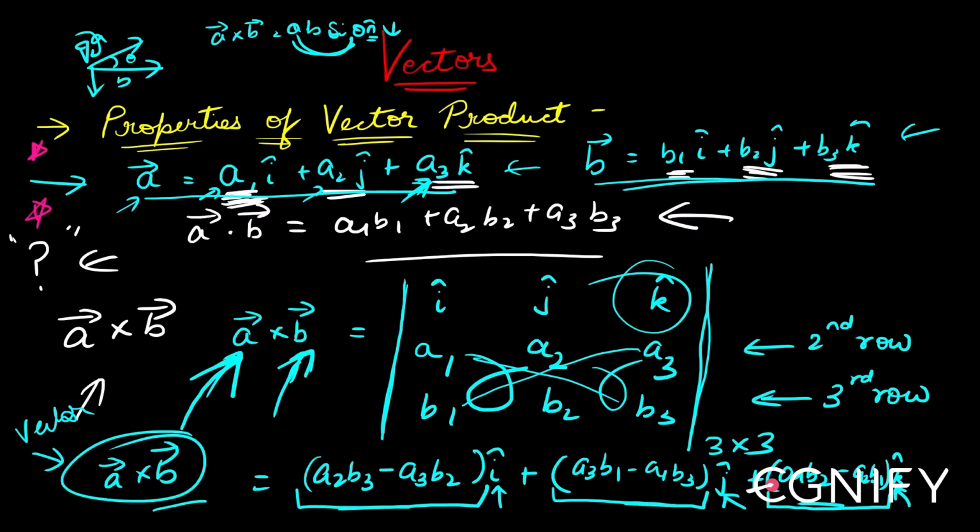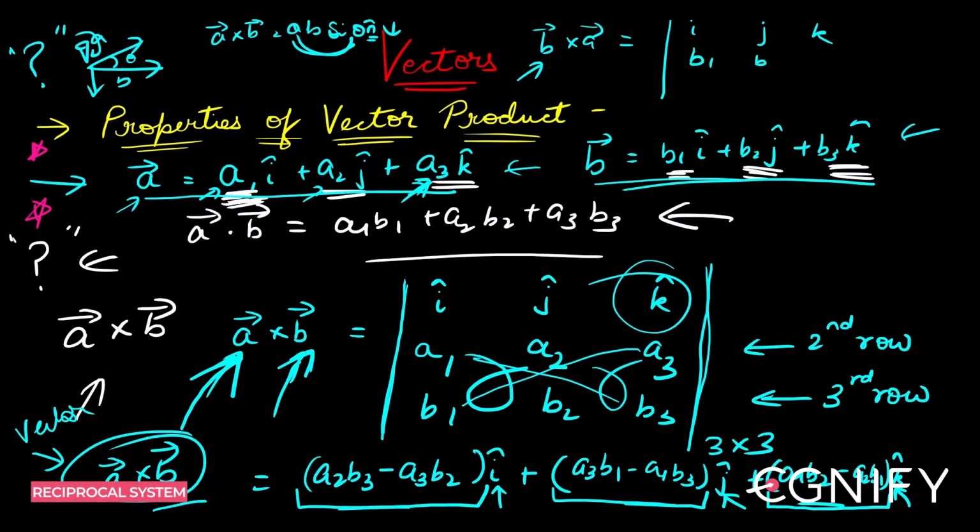So remember this matrix, don't mess up the order. What if I ask you B cross A? The question is, what if I ask you B cross A? You simply write I J K first of all. In the second row, you will put B first because B is first, right? You will put B's components, B1, B2, B3. In the third row, you will put A's components, A1, A2, A3. And now you will take the determinant of this matrix, and that will give you the result.